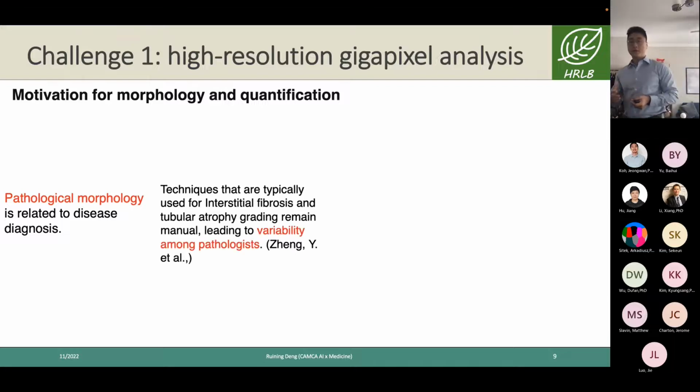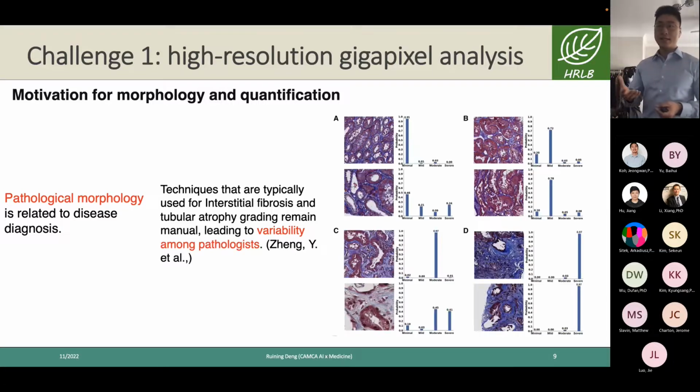Also, different pathologists looking at the same tissues may give different diagnoses. There are large variations among pathologists. So if we can get objective quantification results, the diagnosis results will be more stable and more reliable. That's why we should do high resolution gigapixel analysis.